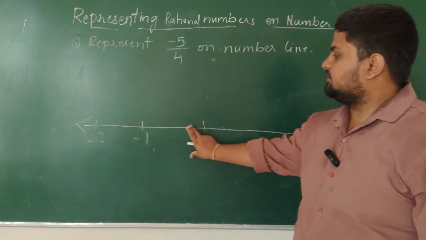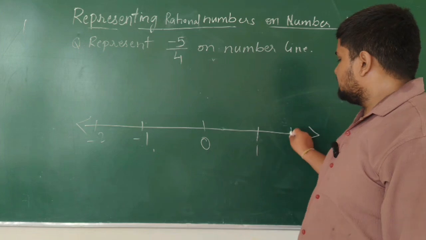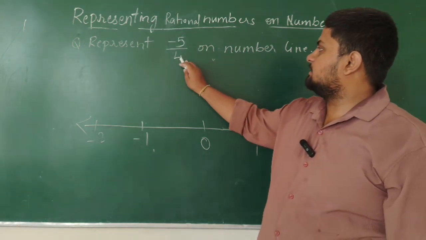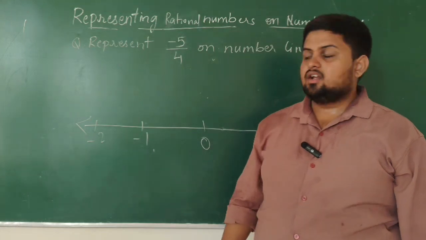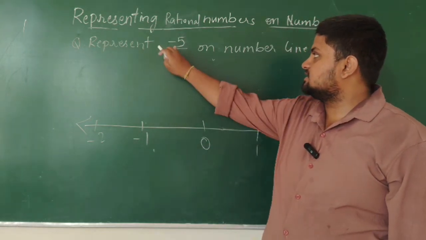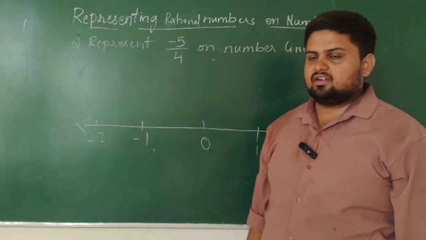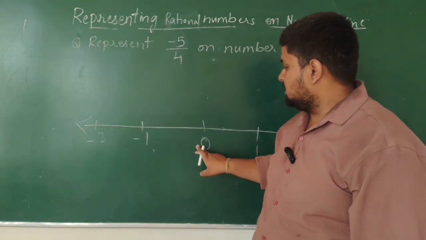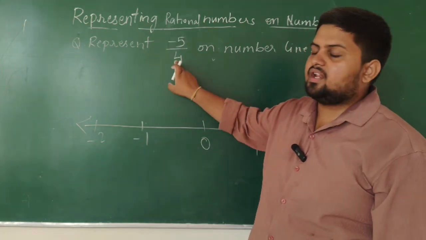This is our main part which we are going to use now. This 1, 2, simply we can write it. Okay. So I have minus 5 by 4. I have 4 on the denominator. So I have to divide this lane between 0 and minus 1. Since it is a negative number, I am taking it towards this side. If it is a positive number, I would have taken this side. So I have to divide this lane between 0 and minus 1 into 4 equal parts.